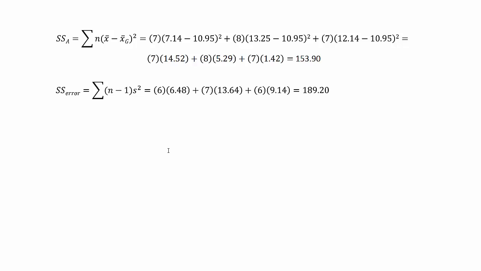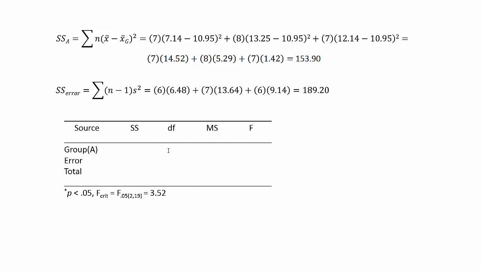You can practice this on your calculator to see how to do these computations, and make sure you know how to do them right. Sums of squares error is pretty straightforward. I took each sample size minus 1 and then multiplied that by the respective variance. So you do the multiplication first, then you add up those results, and you get 189.20.